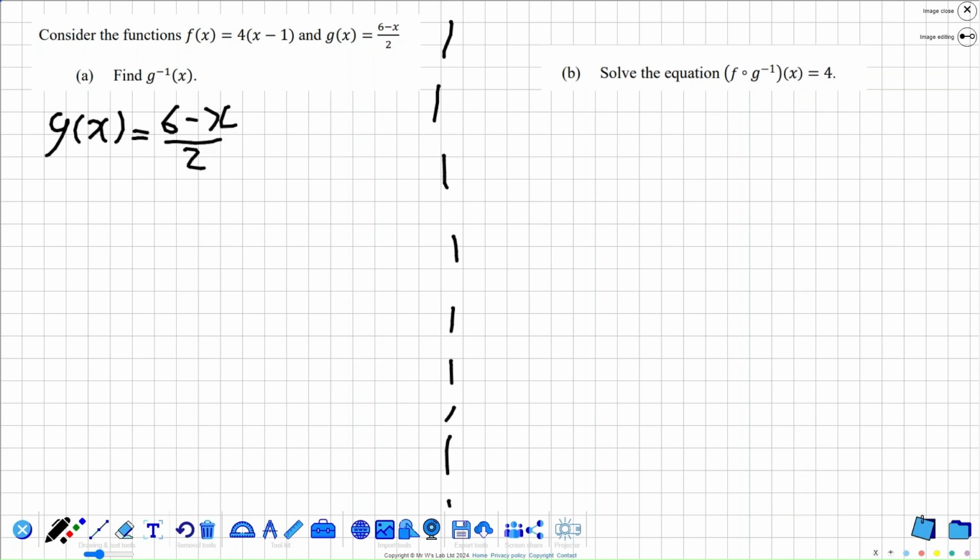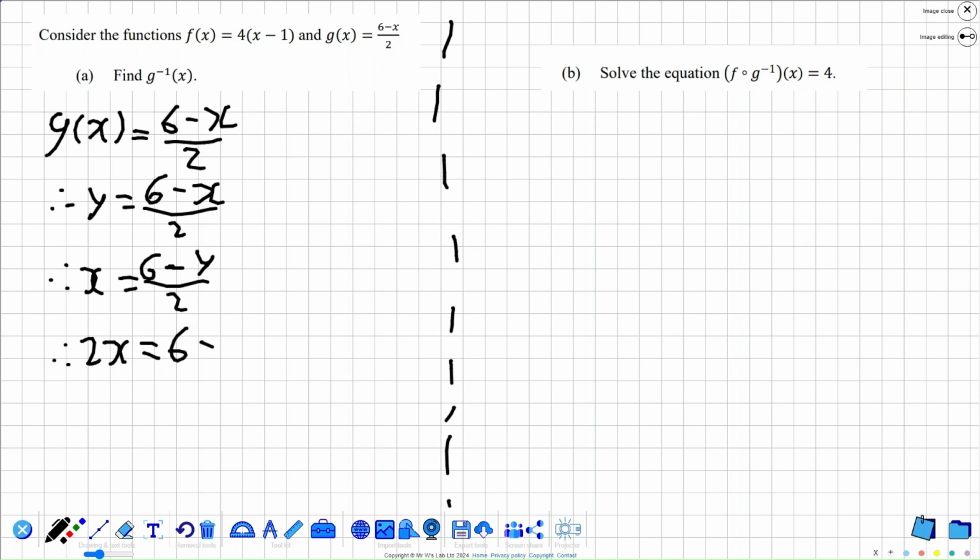And as we know for these, we need to change that to y. So we say therefore y equals 6 minus x over 2. Now obviously we've got to swap the y and x. So we say therefore x equals 6 minus y over 2. And this will result in therefore 2x equals 6 minus y, and then therefore negative y, so I've just switched the sides now, equals 2x minus 6.